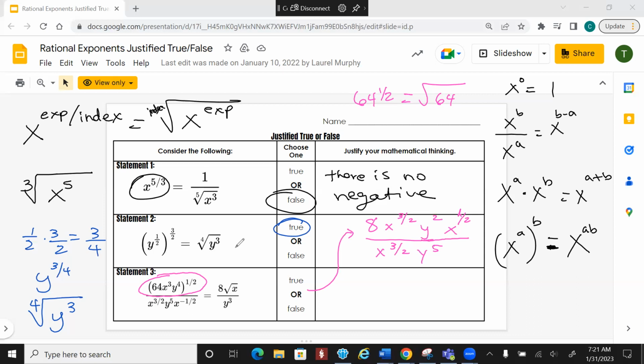Now I can kind of combine like terms. Do you see up on the top, there are x's here, okay? So I can combine those x's by adding 3/2 to 1/2. If I add 3/2 to 1/2, what do I get? What's 3 plus 1, divided by 2? Okay, so we got 8x to the second power, y to the second power, and then x to the 3/2, y to the 5th. And we're actually going to leave this x to the second power. We're going to leave it as 4/2. And you'll see why in just a second.